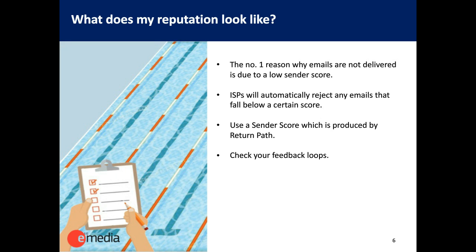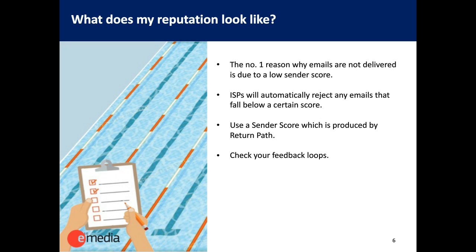Well, you could use a sender score, which is produced by Return Path. Sender scores assign a number to every outgoing mail server. The score is calculated by using the traditional email metrics, such as unsubscribes and spam reports. We went over these in more detail in the previous webinar, so if you really want to know more about the scoring process... Go back and listen to it on demand, yeah.